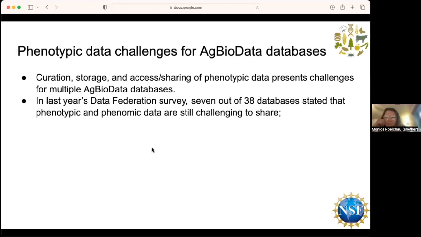So last year, I know in AgBioData, we tend to send out a ton of surveys. And one of those was the AgBioData Data Federation and Ontologies survey. And I was part of the Data Federation working group at the time. And we noticed for one of our questions that 7 out of the 38 databases stated that phenotypic and phenomic data are still challenging to share. So that was one thing that keyed us into maybe this is a problem specifically for these 7 databases, but possibly others that didn't mention it.